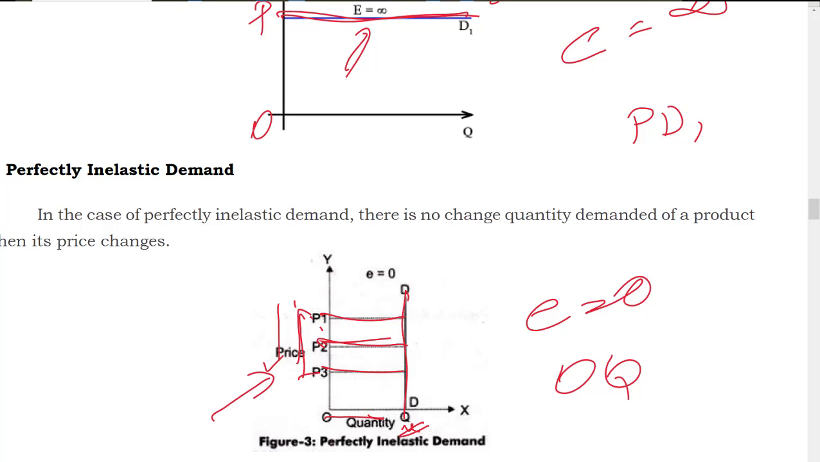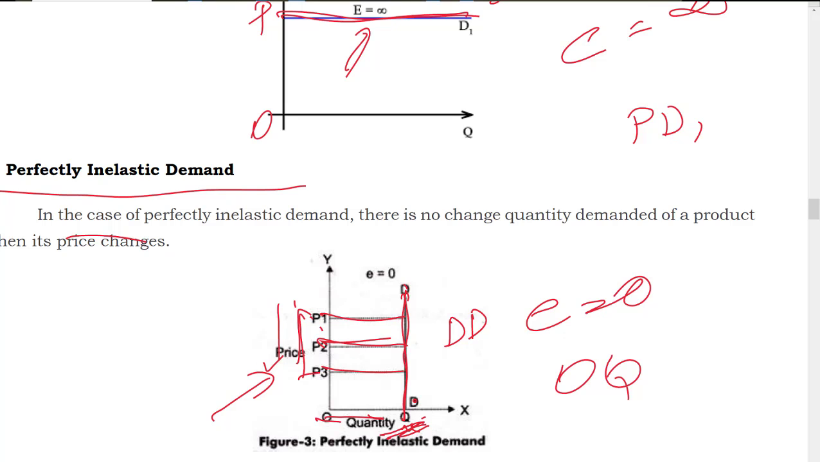See, we say that the price decreased, nothing happens to quantity demanded, it remains at OQ. So in this vertical straight line demand curve DD, the quantity demanded of the commodity never changes with changes in its price. So the demand curve is perfectly inelastic.